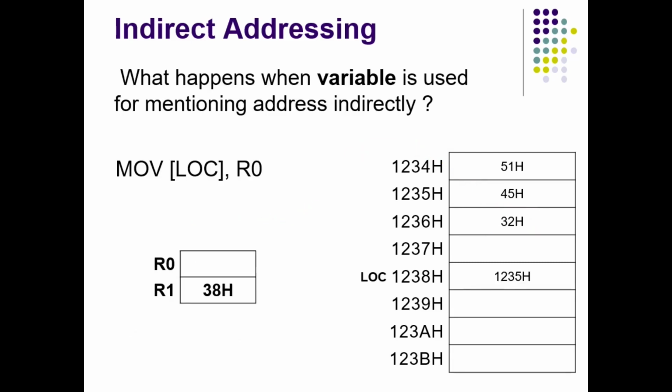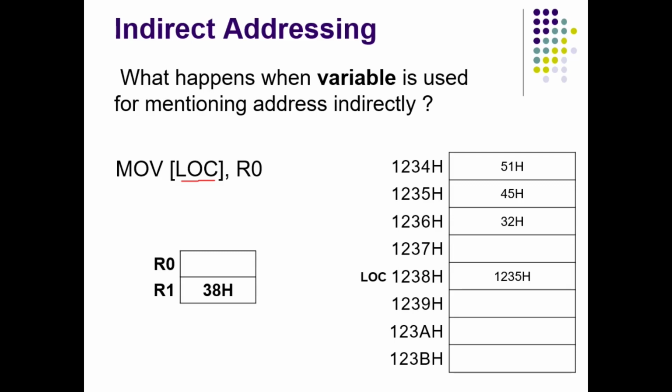As I told you earlier, even variable names which we declare in our program can be used as indirect addressing mode. So how do we use variables to mention the address of a memory location indirectly? In this example, see, I have used the LOC variable within square brackets. If I use the variable name without square brackets, it is direct addressing mode, which I have explained previously. Now I have used a variable name within square brackets.